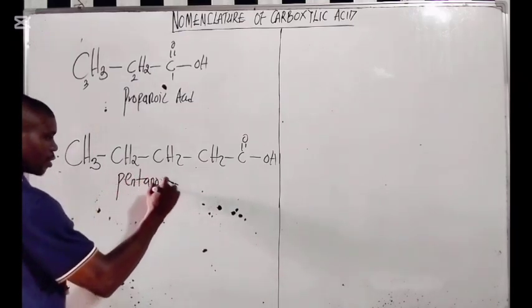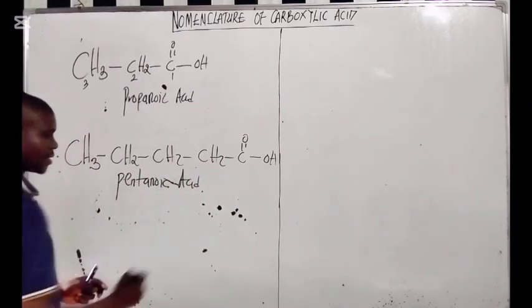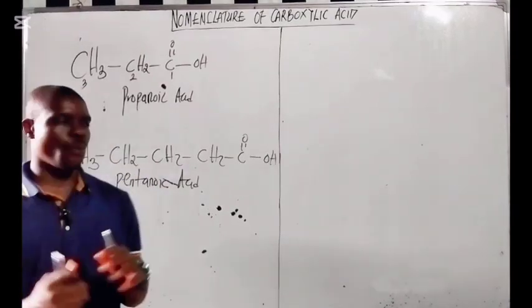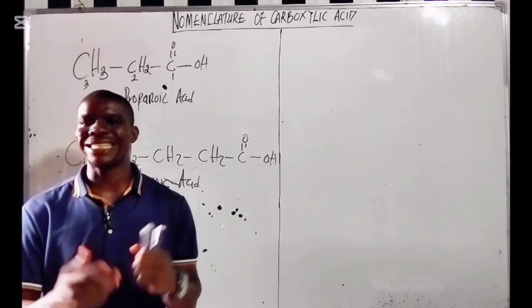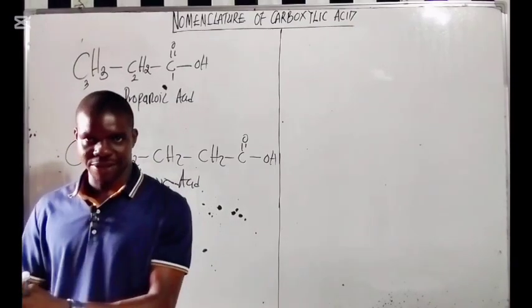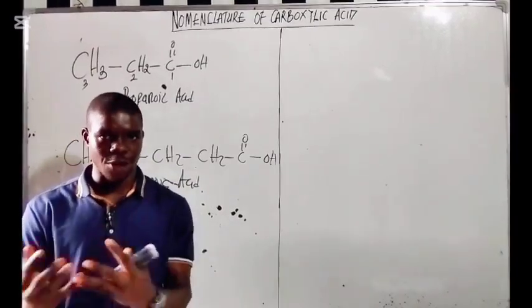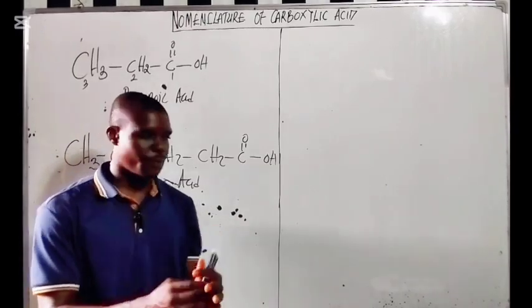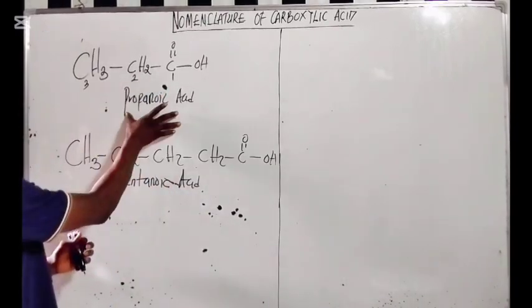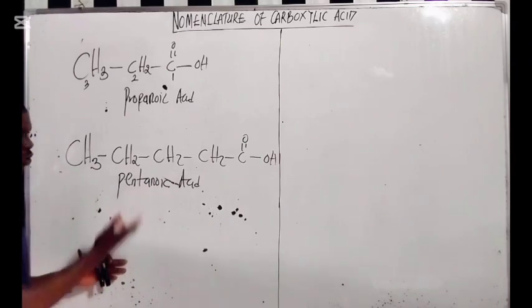Pentanoic what acid? Pentanoic acid. Now, whenever a situation is given to you, the first thing you want to understand is the longest continuous carbon chain, the longest continuous carbon chain that contains the functional group. So here we have propanoic acid, and here we have pentanoic acid because it's 5 here.